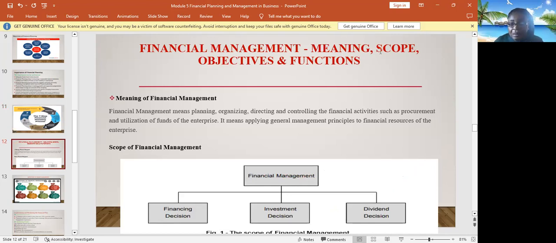Financial management, we'll look at financial management, meaning, scope, and objectives, as well as functions. The meaning of financial management. We have finished with the financial planning, now financial management. Financial management means planning, organizing, directing, and controlling the financial activities, such as procurement and utilization of funds of the enterprise. It means applying general management principles to financial resources of the enterprise.